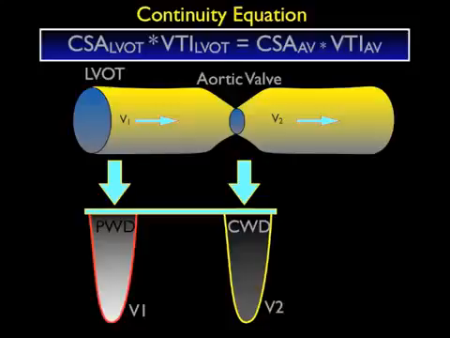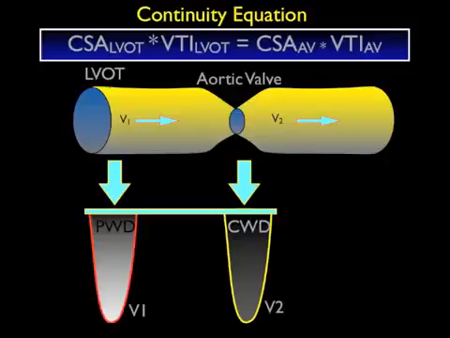Thus, if one area is narrowed, the velocity at which the fluid travels must be higher to balance the equation and preserve continuous flow. The best example of this at work is the differing sizes of the LVOT and the aortic valve. Therefore, the cross-sectional area of the LVOT times the velocity time integral of the LVOT must equal the cross-sectional area of the aortic valve times the VTI of the aortic valve.